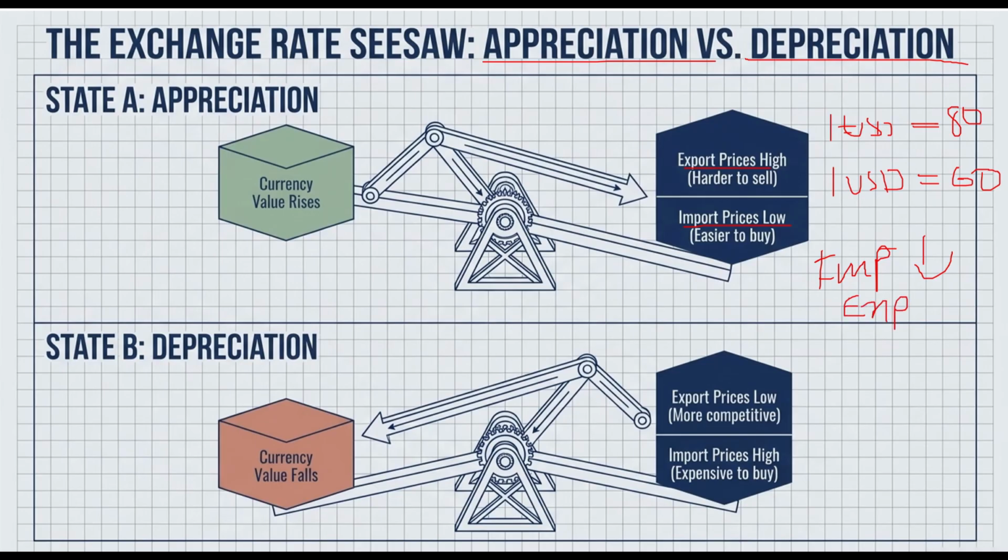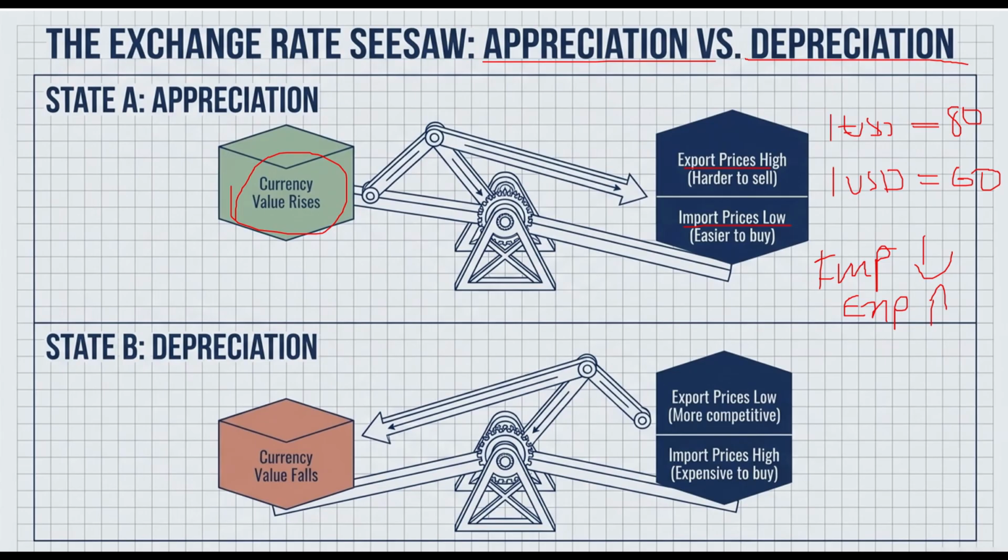But what about exports? For a foreigner, they were able to buy 80 rupees worth of things with 1 USD. Now they can only get 60 rupees worth of things using their 1 USD, which means exports become expensive. Got it? The price of exports increases and the price of imports decreases. That is what happens when a currency is appreciating. The value of the currency increases.